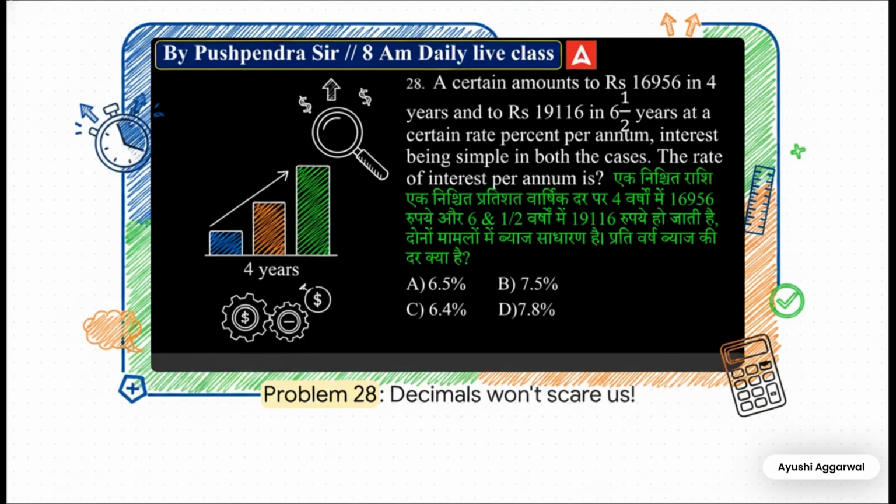Now, I know some of you are probably thinking, teacher, this only works for the easy numbers. Well, take a quick look at problem 28. Here it amounts to 16,956 in 4 years and 19,116 in 6.5 years. It looks messy, doesn't it? But the exact same logic works flawlessly. The time difference is 2.5 years. The amount difference is the interest for those 2.5 years. You just subtract, divide, and conquer. Please don't let decimals scare you away from a totally solid concept.